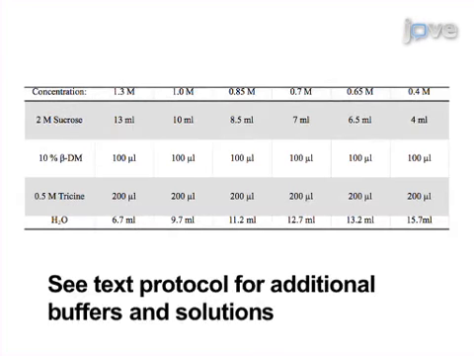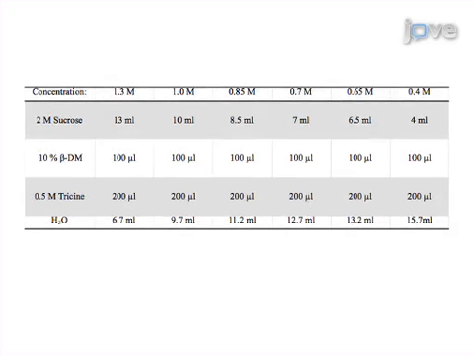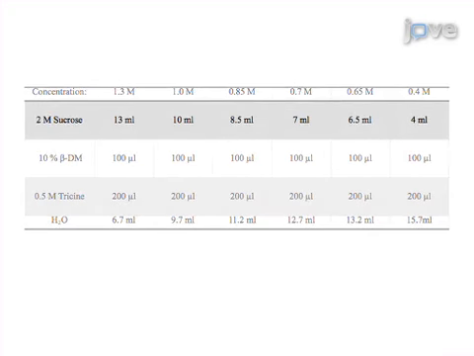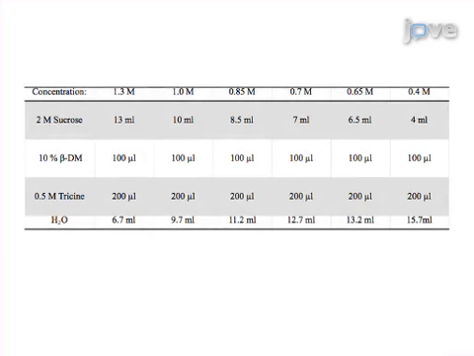After culturing Chlamydomonas reinhardtii strains according to the text protocol, use stock solutions of 2 molar sucrose, 10% beta-DM in water, and 0.5 molar tricine, pH 8.0, to prepare the following solutions for sucrose density gradients.